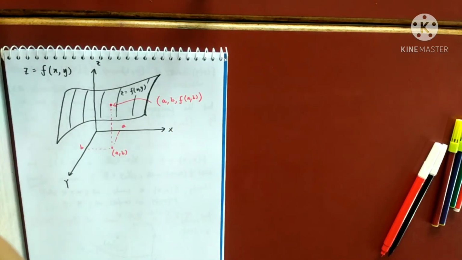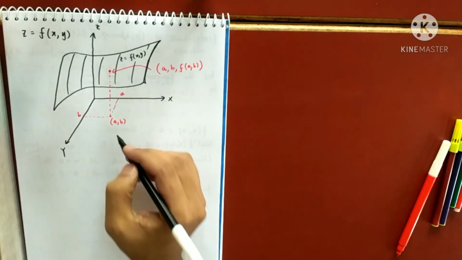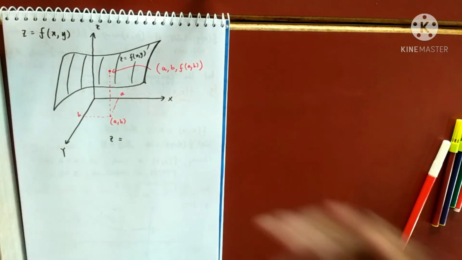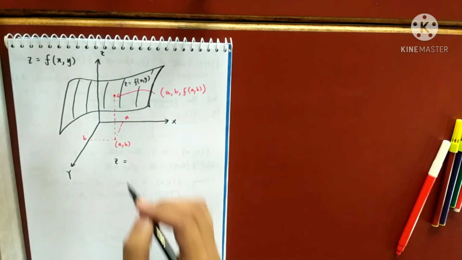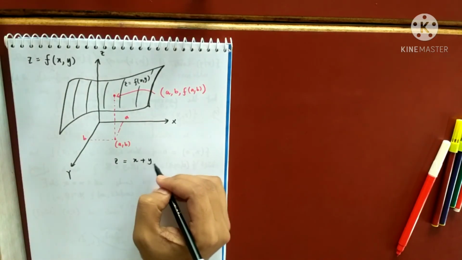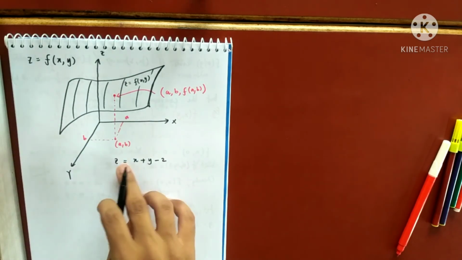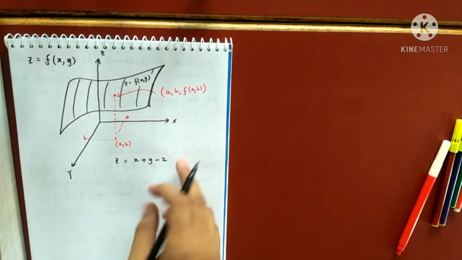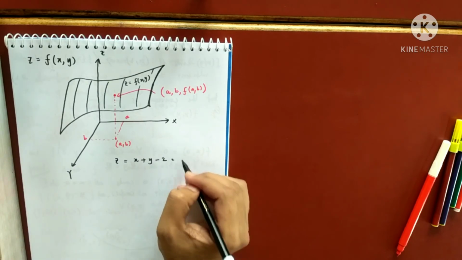Okay, just a minute, hold on. If I write z is this, you know this is a plane. This is the equation of a plane. This is a function of two variables.